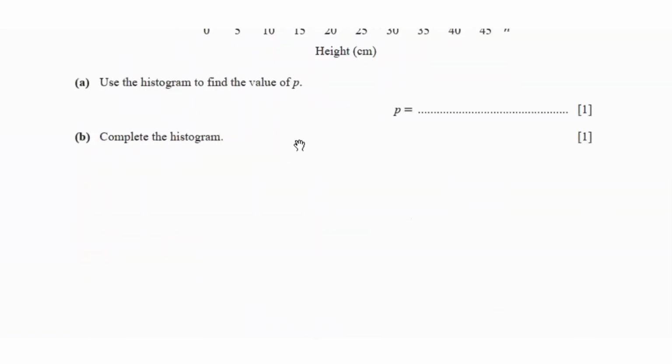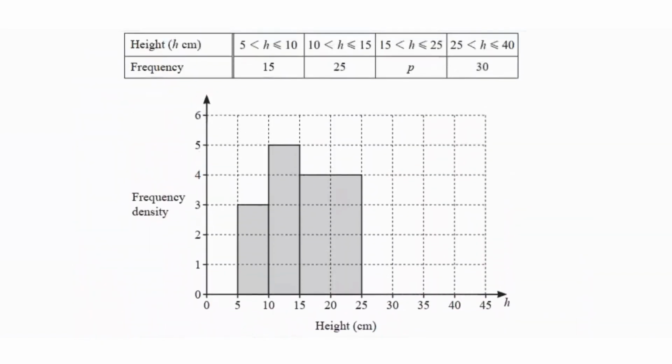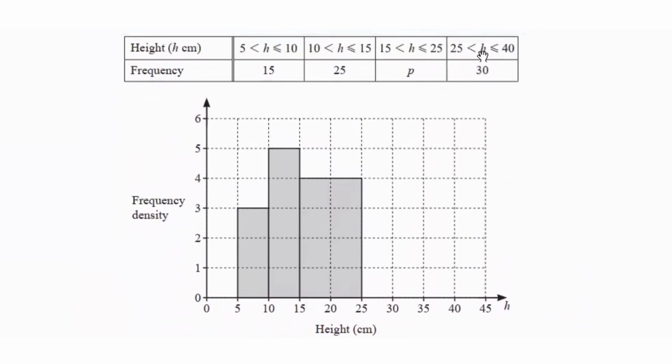Then it says complete the histogram. So to complete the histogram, we need to find the frequency density of the remaining class interval. So we know that the frequency is 30. We're going to do 30 over the class width, which is 15, which is 2. So from 25 to 40, this is your remaining histogram.